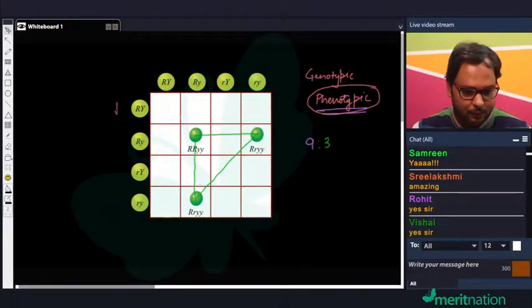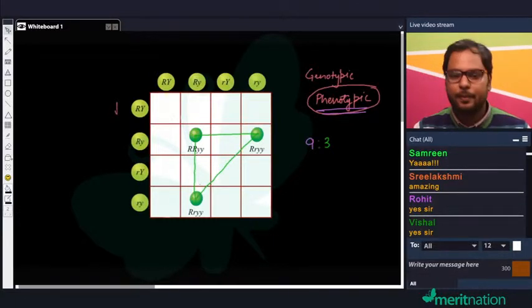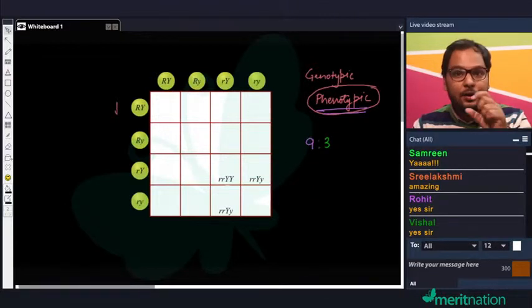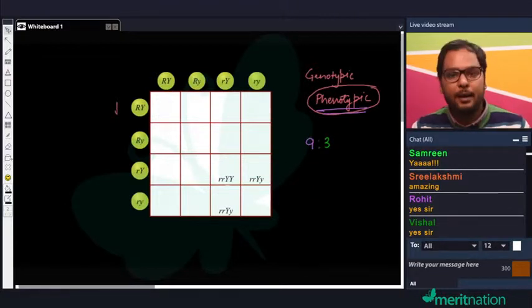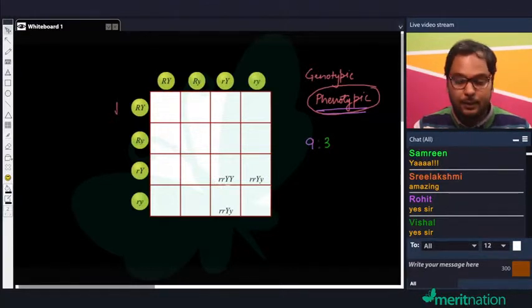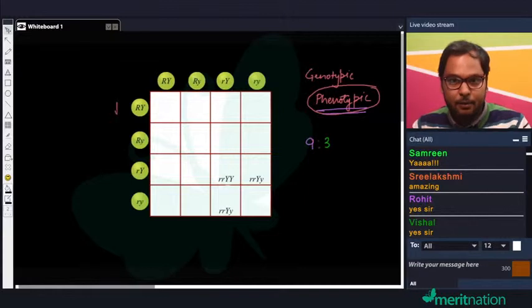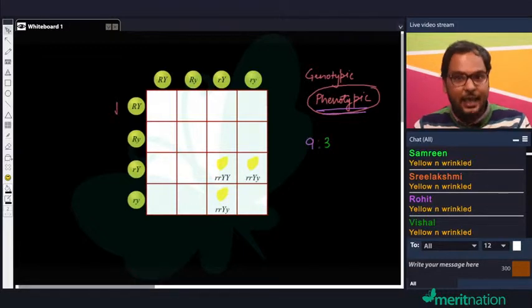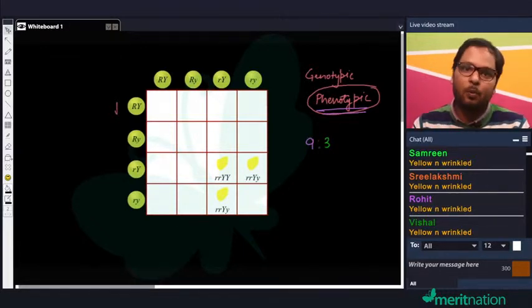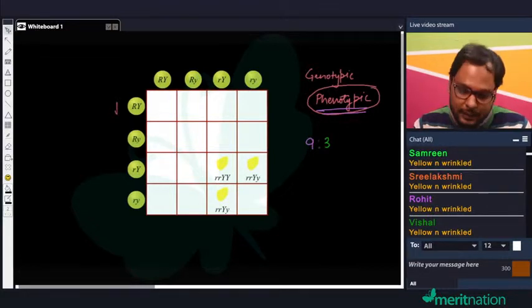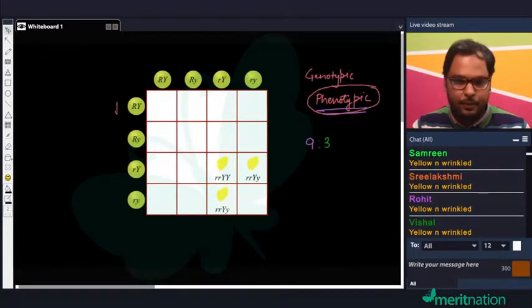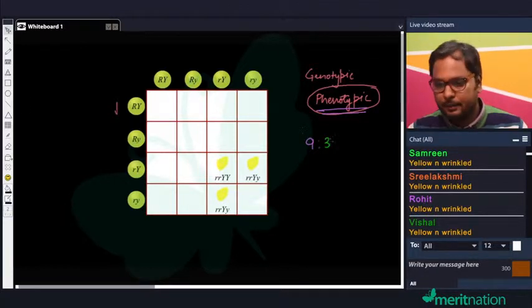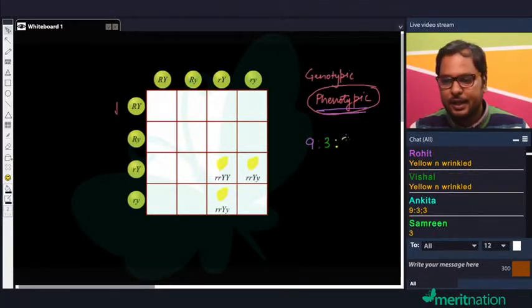Let's see another one. Now what I have selected is another 3 cells which have at least one capital Y and small r. So here you can see at least one capital Y and small r. What should be the phenotype here? Can you tell me? Very good, absolutely right. It is yellow but wrinkled, because capital Y was there and small r gave it a wrinkled form. And what should be the ratio here? Absolutely right, it's again 3.